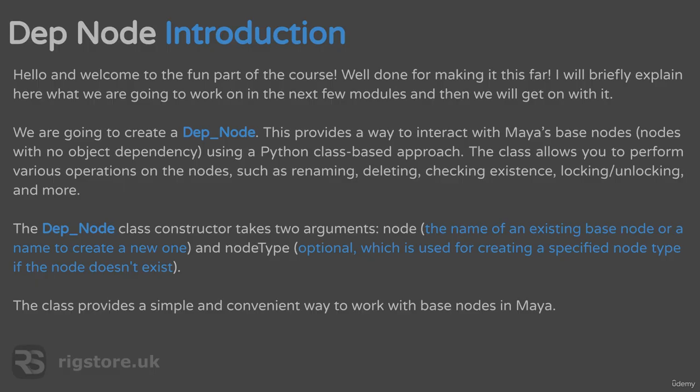The dep node class constructor takes two arguments. It takes the node, which is the name of an existing node, or the name of a new node to create, and the node type. This is an optional argument, which can be used for creating a specific node type if the node doesn't exist. The class provides a simple and convenient way to work with base nodes in Maya.